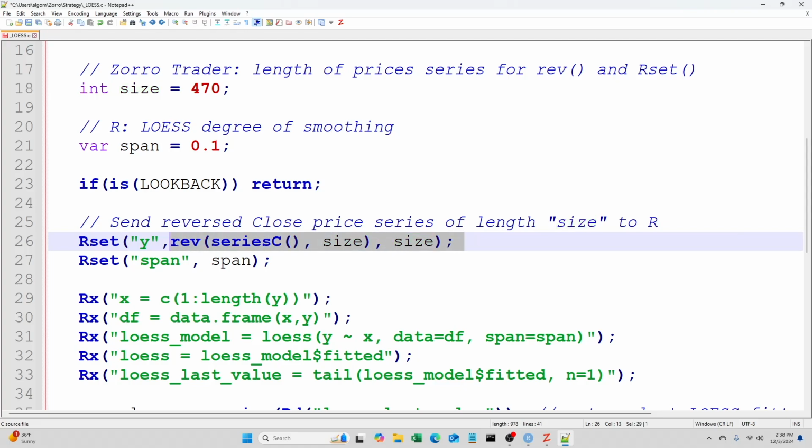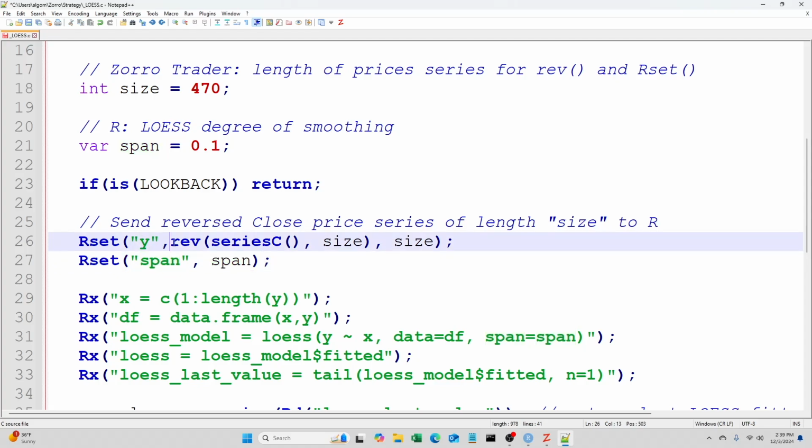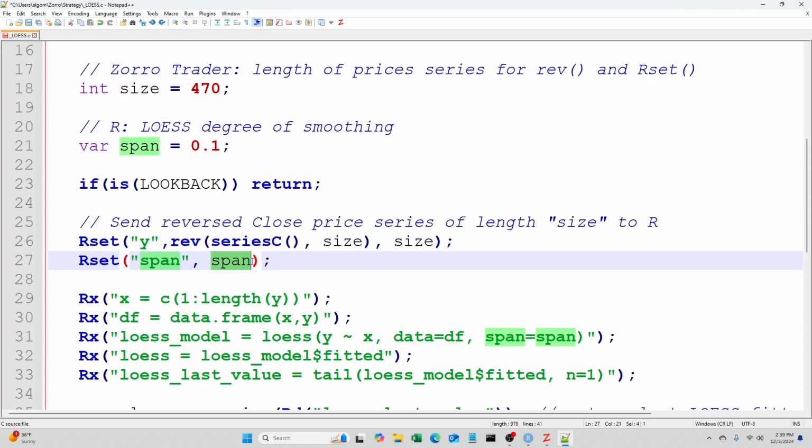So this is probably the most difficult line of code here that you have to understand, because it makes use of Zorro Trader features as well as R features. This is the variable name in R, this is the variable name in R, and this is the variable value from Zorro Trader. It just so happens I call them the same thing. Here is an array, a series, instead of a float, a number. But this is the data that we're sending from Zorro Trader to R: historical prices and a span, right?